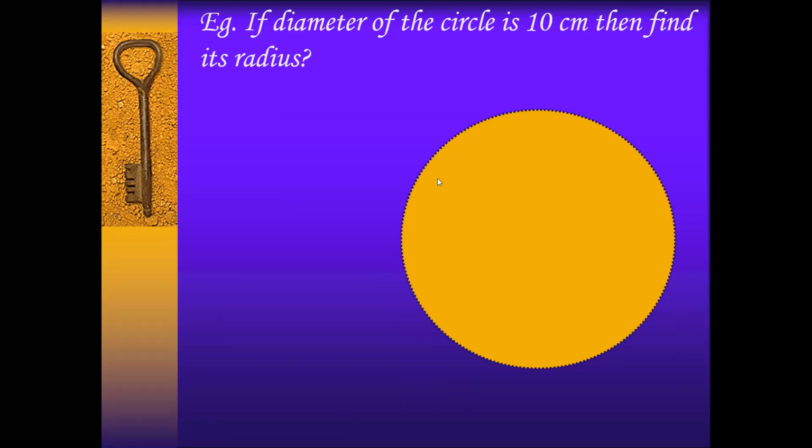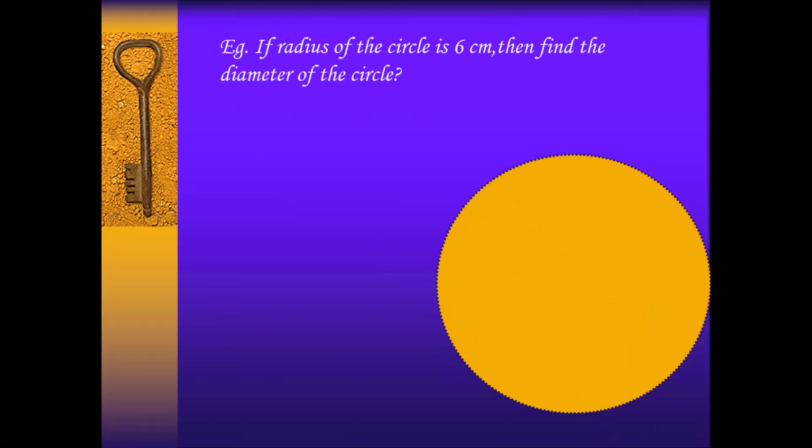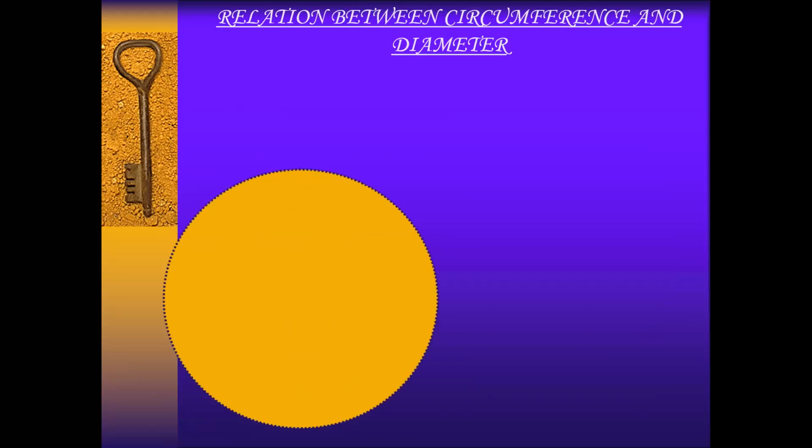If the diameter of the circle is 10 centimeters, then find its radius. The radius would be 5 centimeters. If the radius of the circle is 6 centimeters, then find the diameter of the circle. The radius is 6, the diameter would be double of it, so the diameter would be 12 centimeters.